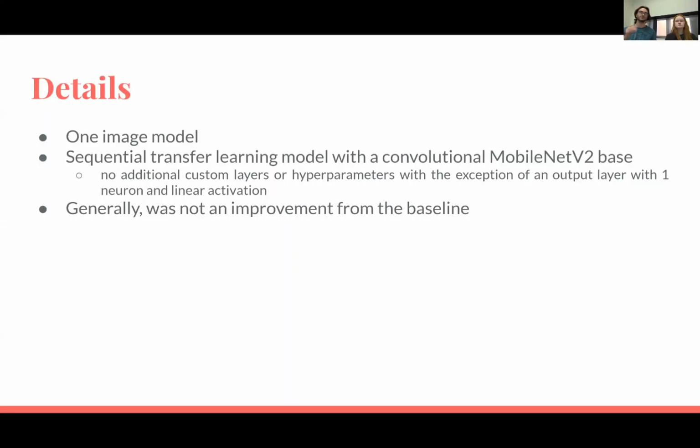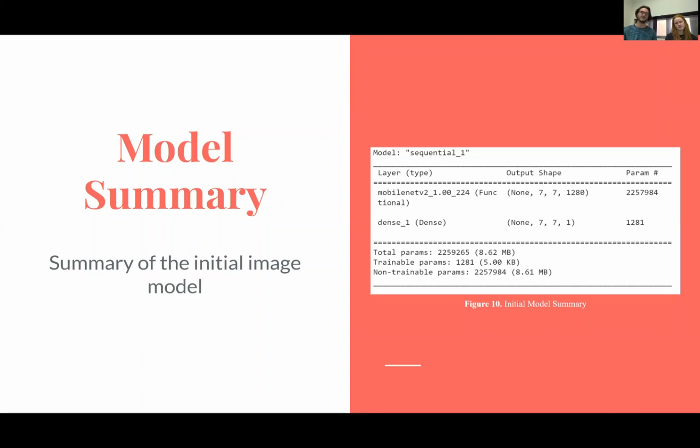Our initial model was just one image model based on a sequential transfer learning model with a convolutional MobileNet v2 base. No custom layers or hyperparameters were added. We simply took in the MobileNet v2 base, applied it to the image, and ran it. Generally, there was not much of an improvement from the baseline. Here's a summary of the model.